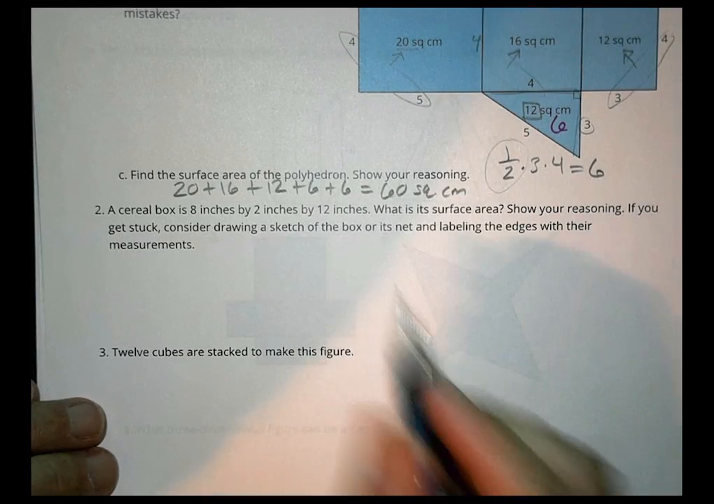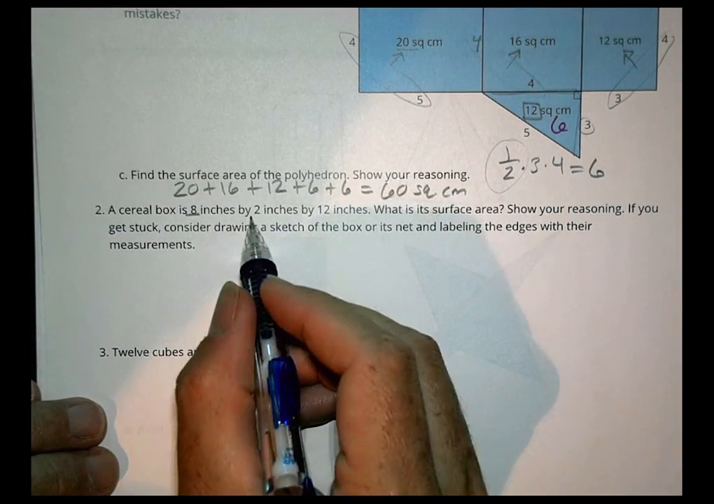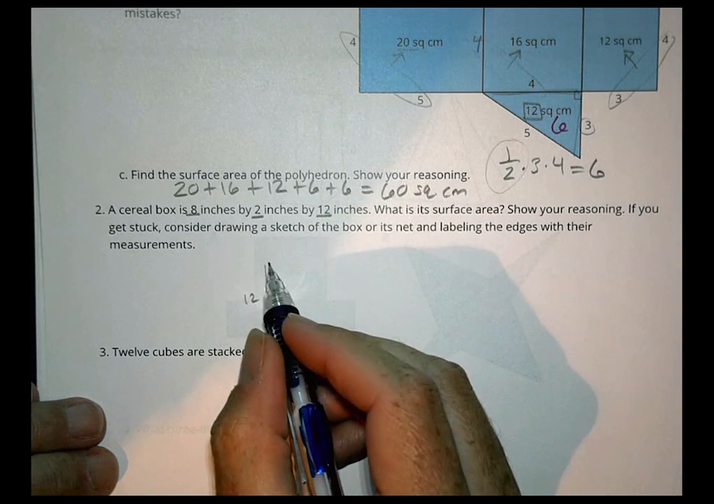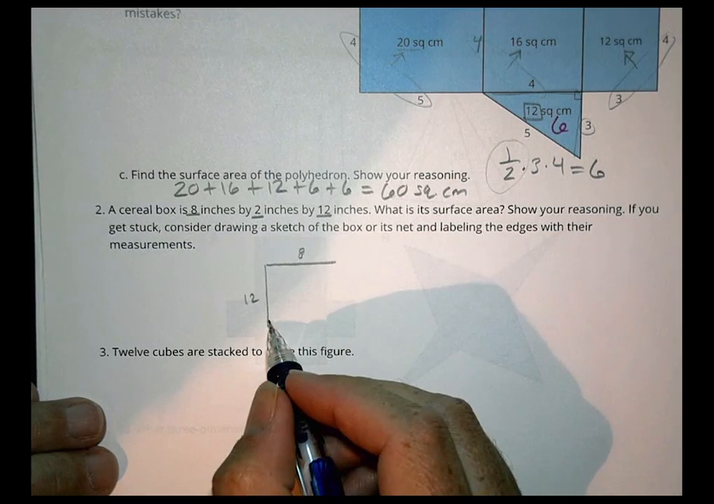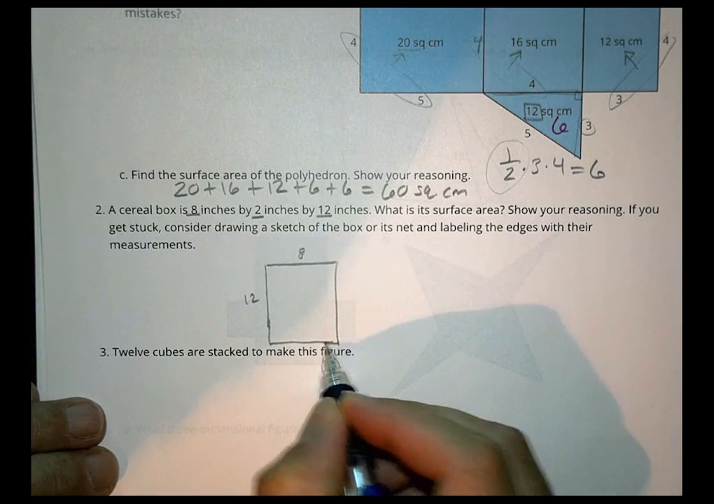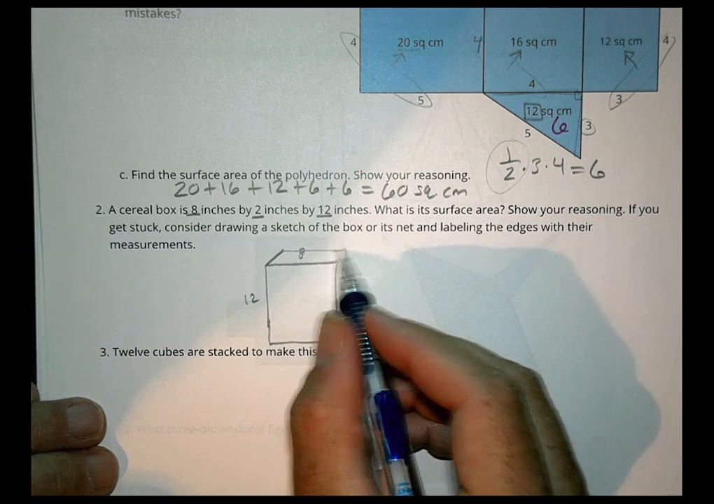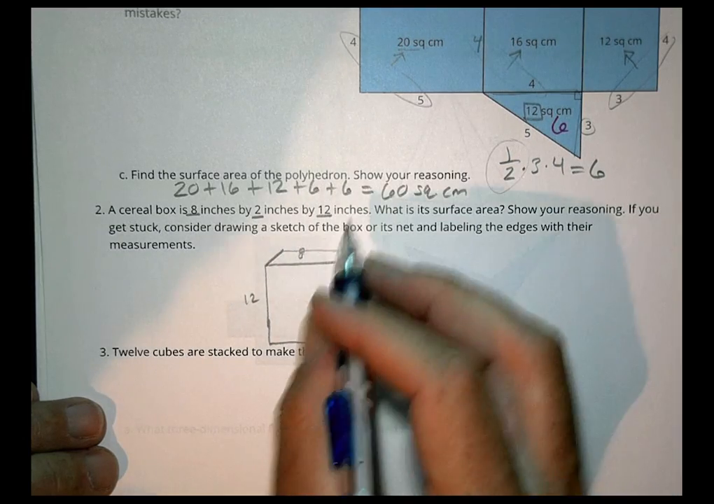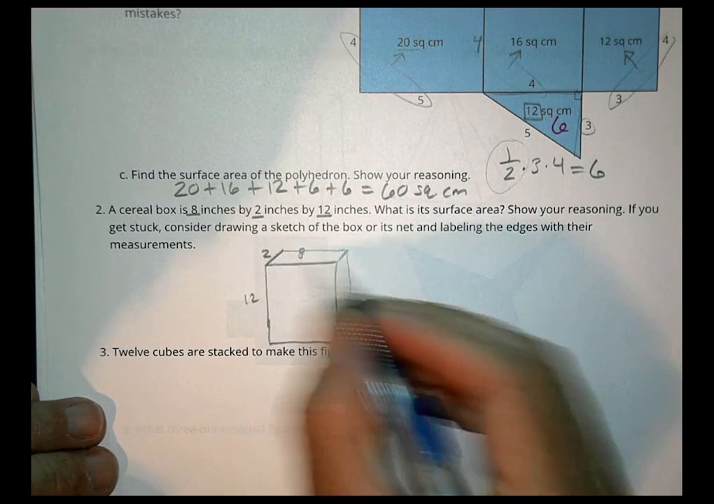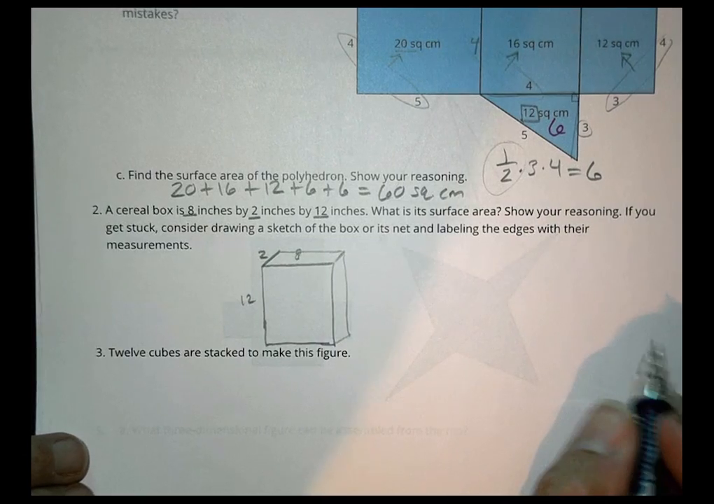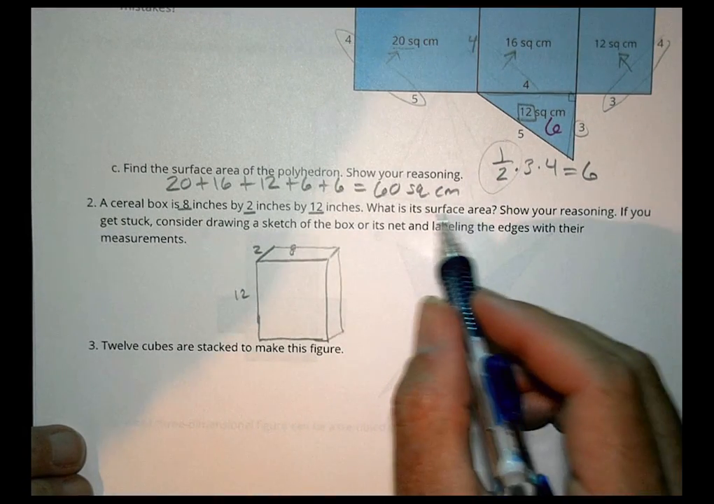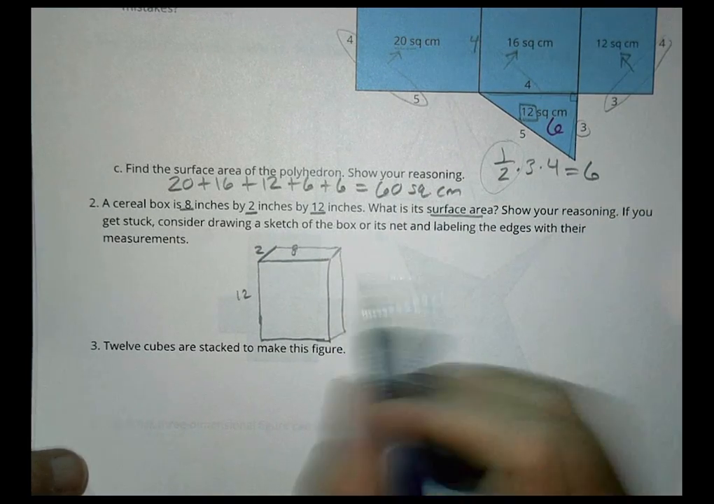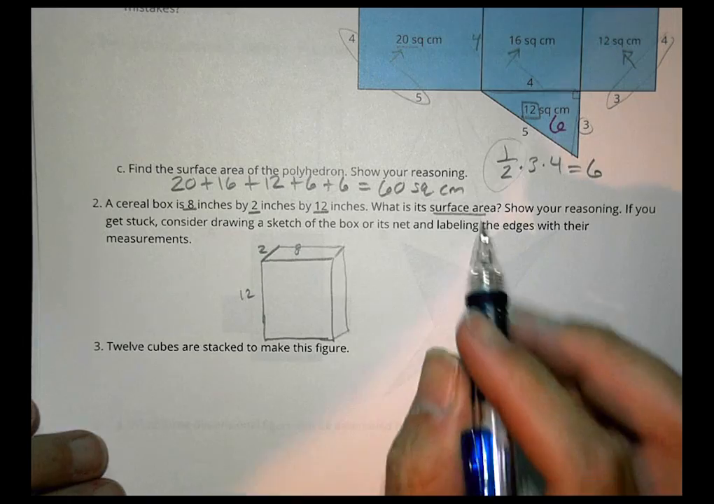Number 2. A cereal box is 8 inches by 2 inches by 12 inches. So let's go with a 12 on this side. Let's go with an 8 on this side. Let's draw that like that, and then let's put a top on it like this. And then we're going to make this length right here 2. Okay, so that's our cereal box there. Looks great. What is the surface area? Show your reasoning. And if you get stuck, consider drawing a sketch. Well, you already drew a sketch. I like to draw sketches when I can. It just helps me visually see what I'm talking about.